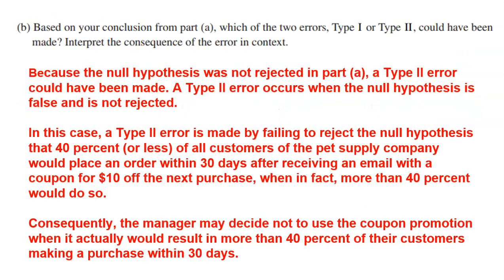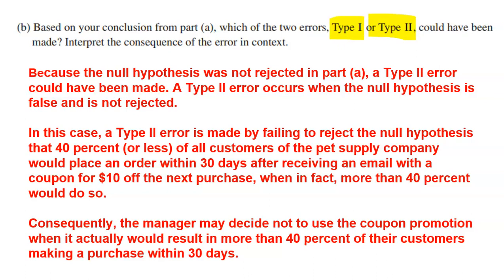All right, there is a part B to this. This is kind of a long problem. Based on your conclusion from part A, we failed to reject the null, which of the two errors, type 1 or type 2, could have been made? And then interpret the consequence of this error. So first we got to remember what the type 1 and type 2 error is.